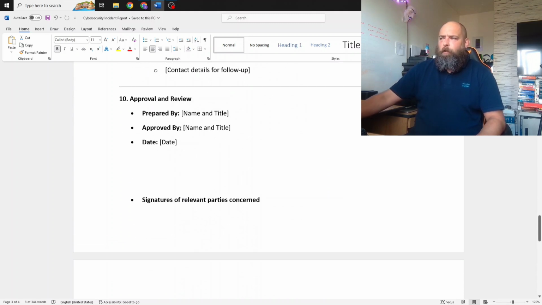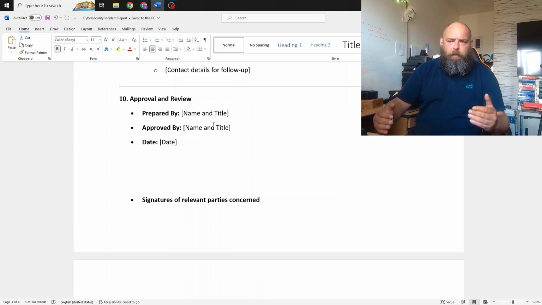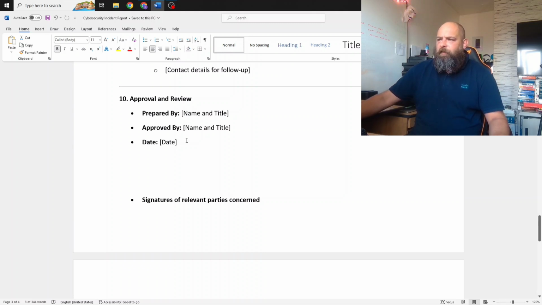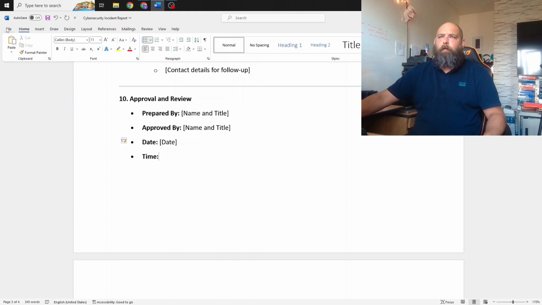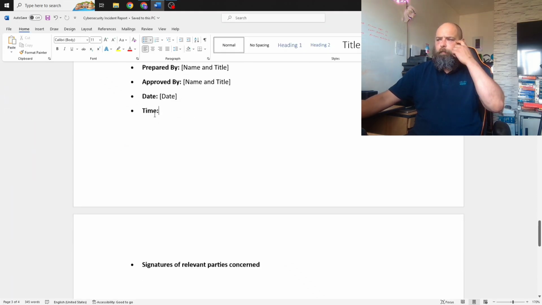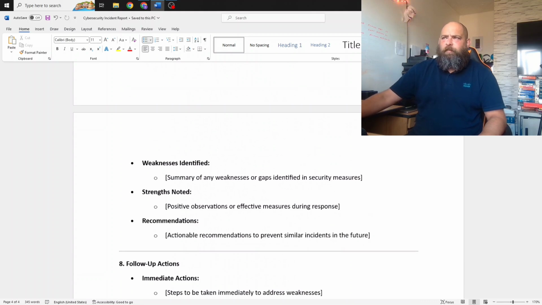Section 10 sees approval and review, so the report would be prepared by myself. It would be approved by the main stakeholder who actually brought me in to investigate the incident, there would be the date, and of course we would need the time of that. And we can save that. Then lastly, there's just the signature of relevant parties concerned. That brings us to the end of the incident report document.